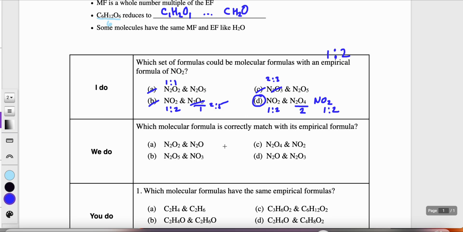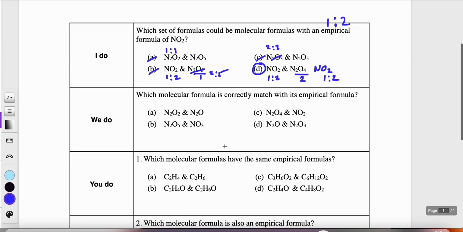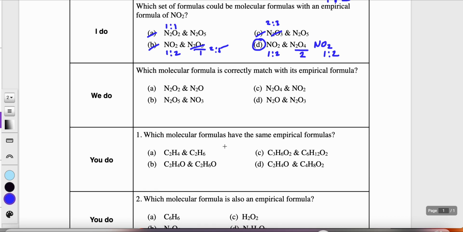Let's take a look at the We Do question. It says, which molecular formula is correctly matched with its empirical? So that means they need to have the same ratio. So here we go. In example A, it says 2 to 2. Well, if we reduce it down because they're both even, it becomes 1 to 1.